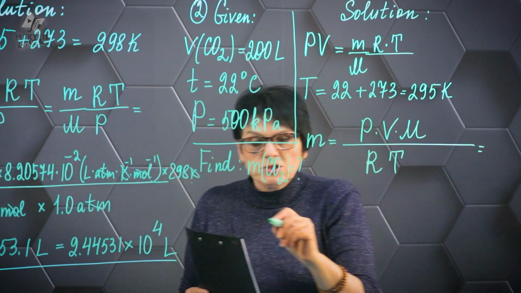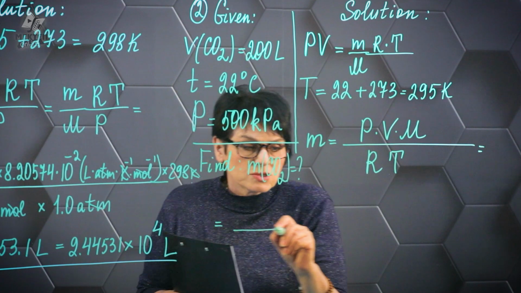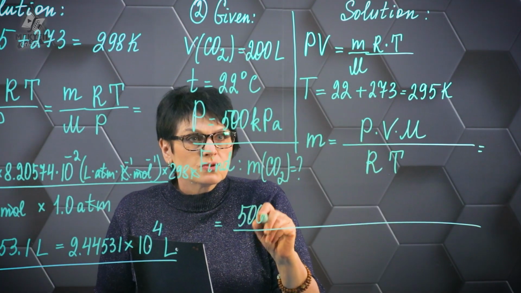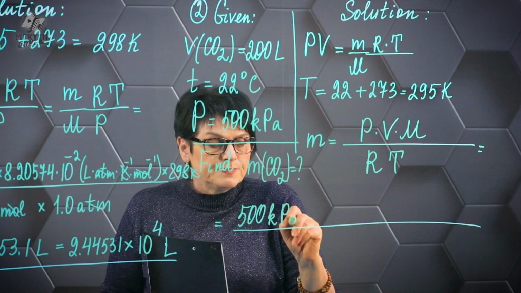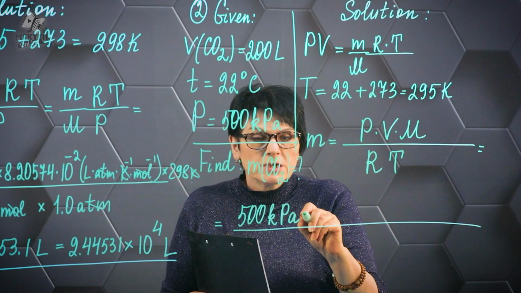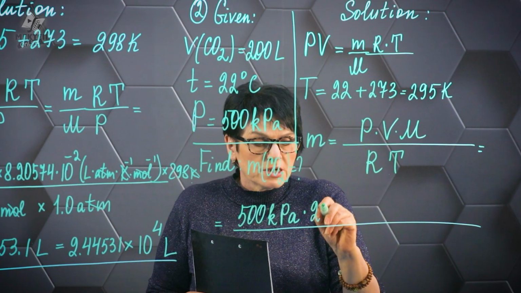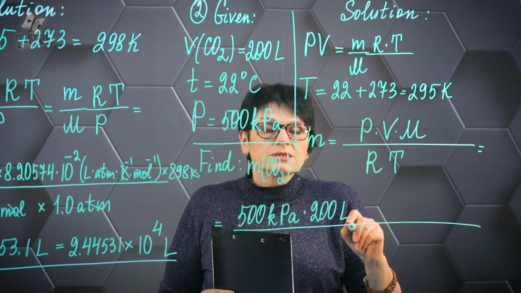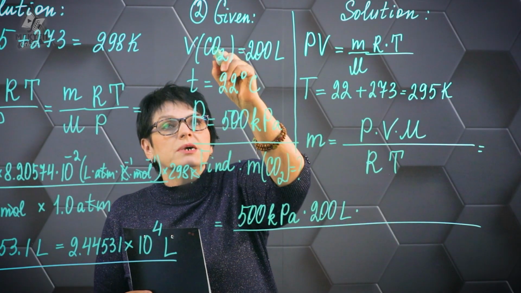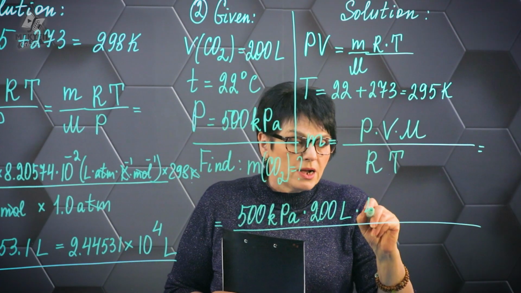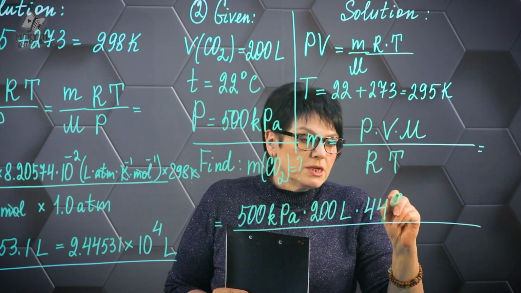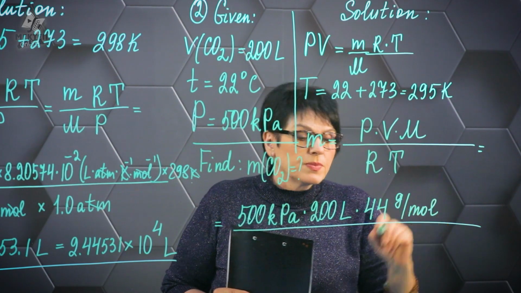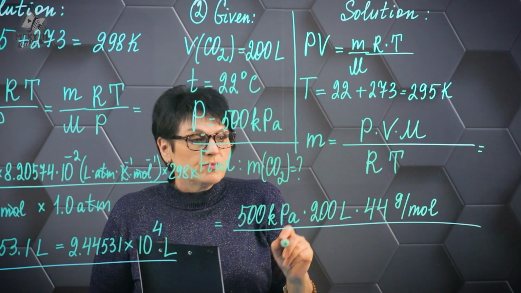So we do the numerical substitution in this case. The pressure in the problem is 500 kilopascals, multiplied by the volume, and we have a volume of 200 liters. The molar mass for CO2 is carbon 12, oxygen 16 times 2, so 44, and that would be in grams per mole. Then divide that by the gas constant.